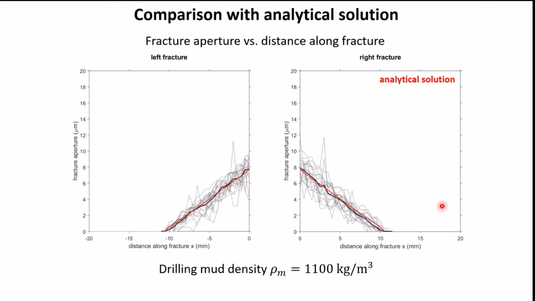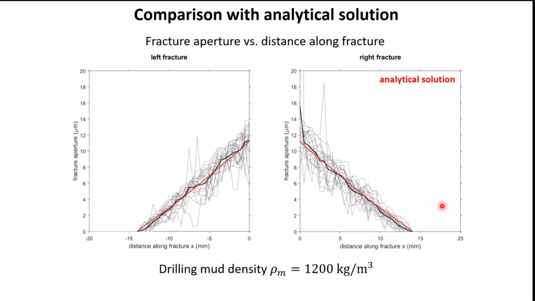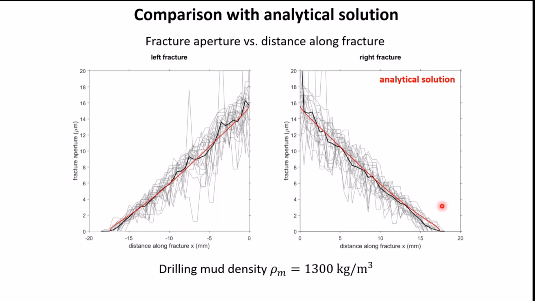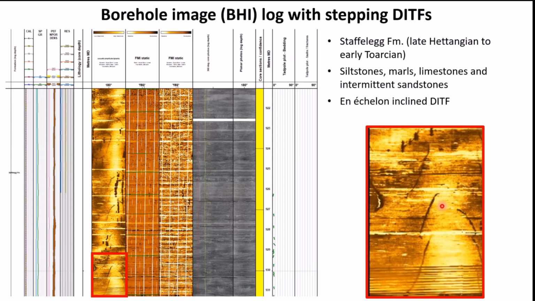What about the apertures? I'm plotting here the apertures as a function of distance. Compare it with the analytical solutions. And yes, there's a scatter, but in general, the agreement with the analytical solutions is really great. Right. So this part was now about model validation. So we designed a routine to model drilling-induced fractures. We compared with analytical solutions. Now we can start really playing around with the tool.